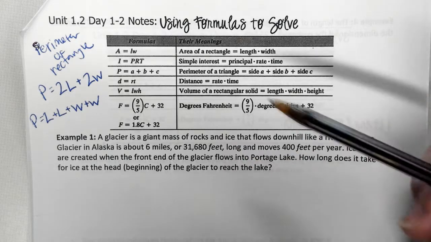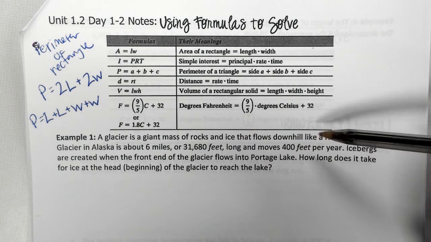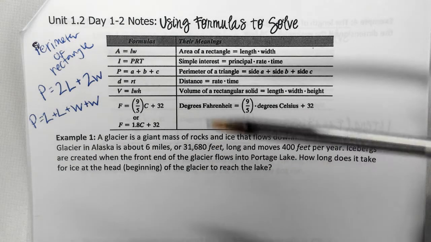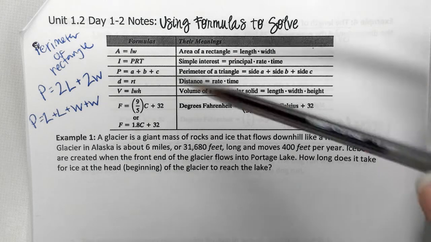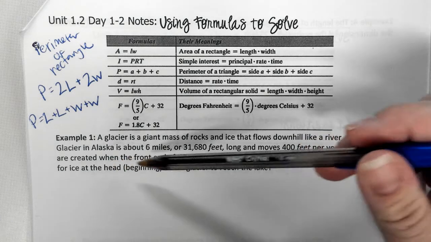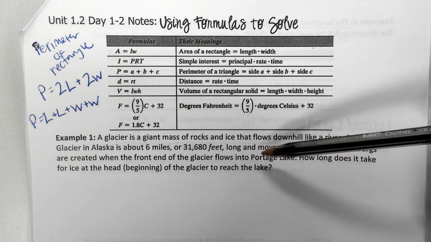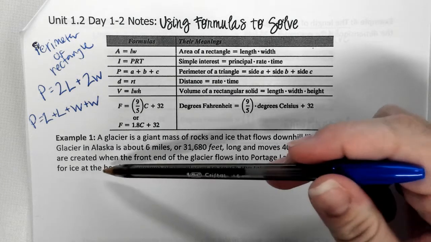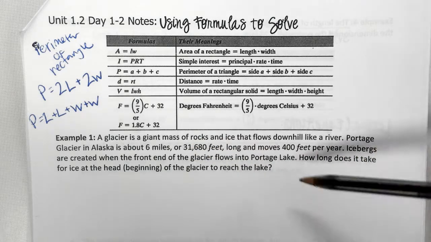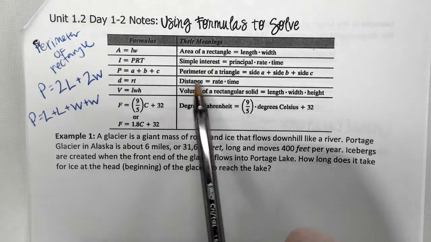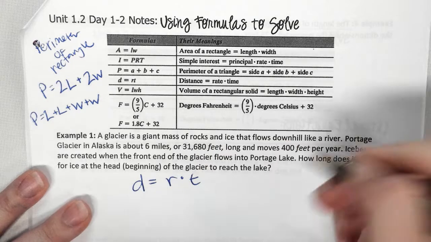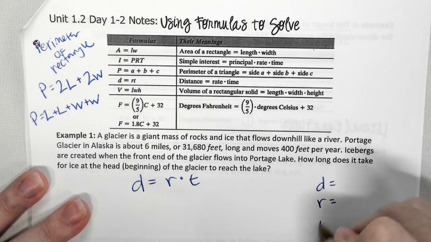Okay, so the first one says a glacier is a giant mass of rocks and ice that flows downhill like a river. Portage Glacier in Alaska is about 6 miles or 31,680 feet long and moves 400 feet per year. Icebergs are created when the front of the glacier flows into Portage Lake. How long does it take for the ice at the head beginning of the glacier to reach the lake? So we know it's moving, and knowing that we have distance equals rate times time is the formula we're going to use. D equals R times T, meaning we need to know all of these letters.